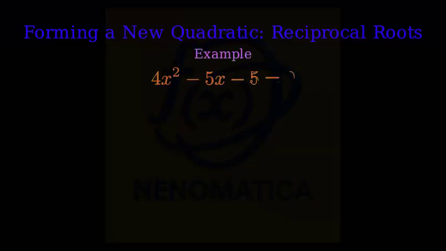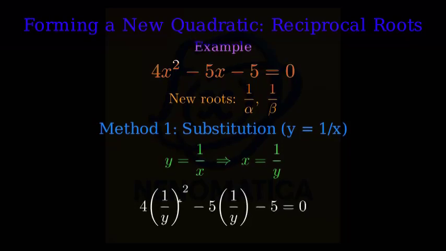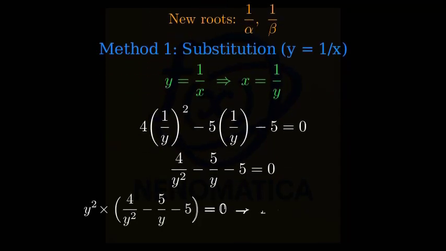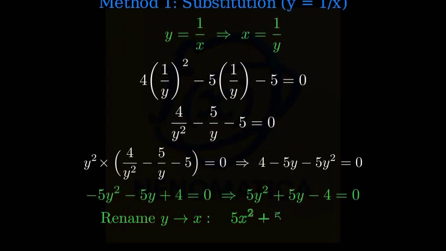Example. We will form a new quadratic equation whose roots are the reciprocals of the roots of 4x squared minus 5x minus 5 equals 0. We will show two methods and confirm they match. Method 1. Use substitution. Let y equal 1 over x. Then x equals 1 over y. Substitute into the original equation, clear denominators, and simplify.